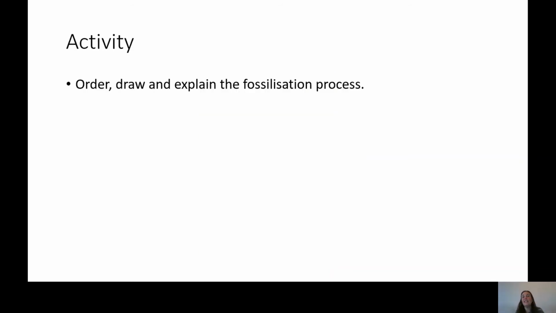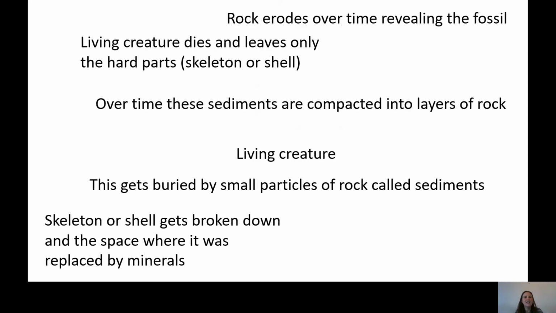So your activity today is to order these events, these 6 events, draw and explain the fossilization process. So here are the 6 key things that happen in this process, and you need to put them in the right order, explaining what happens. You can explain in your own words, or you can use the words that I have used.